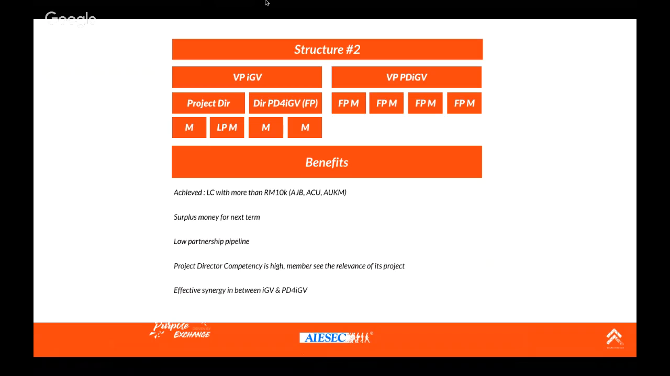Next, project director competency is getting higher because they're starting to take care of not only IGV, but they also look into how to manage learning partner as a whole. And then there are a lot of members that work in that kind of project-based structure. Members start to see the relevance as well. Last but not least, it's very easy for VP IGV and PD4iGV to synergize as a whole because we are cutting down the layer, which makes synergy simpler, where we know who should synergize, who can make a faster decision, and how to move forward from that.